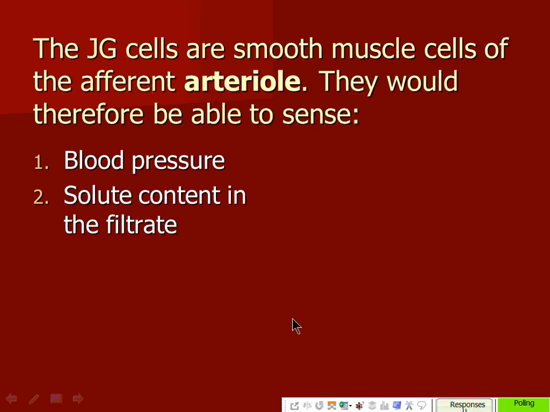Okay, so here, another review. The JG cells are smooth muscle cells in the afferent arteriole. So what do you think they would be able to sense?